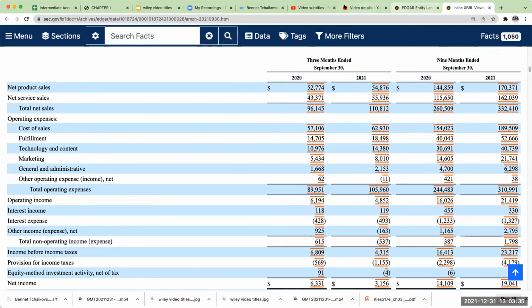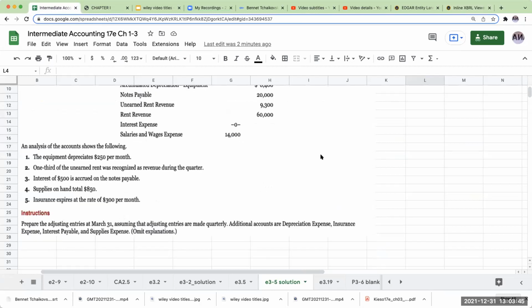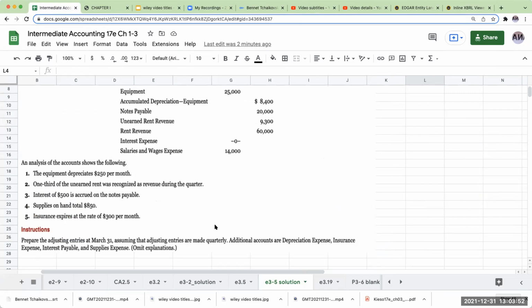Okay, so right over here, let's go back over here and take a look at where we are. Okay, so the equipment depreciates at $250 per month. So what would I do? I'm just being asked to prepare adjusting journal entries, assuming the entries are made quarterly. So I didn't have to look too far. I should have just read through the things a little bit more, but that's okay.